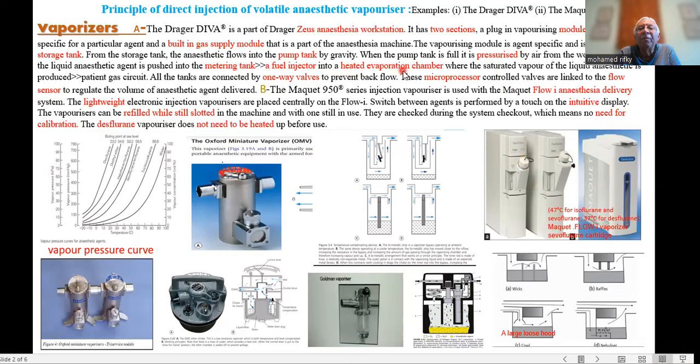Of course, as I said, there's a microprocessor controlling everything. We showed before that it also has an injector and a heater going to the patient. The benefit of it is that it works on the flow switch working station, it's a bit light, and it can be refilled while still slotted.